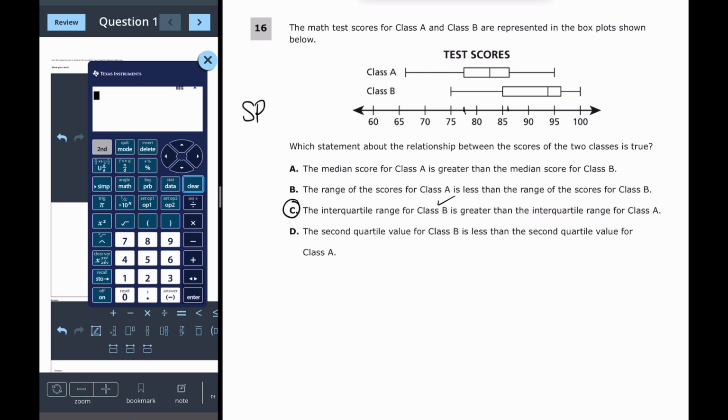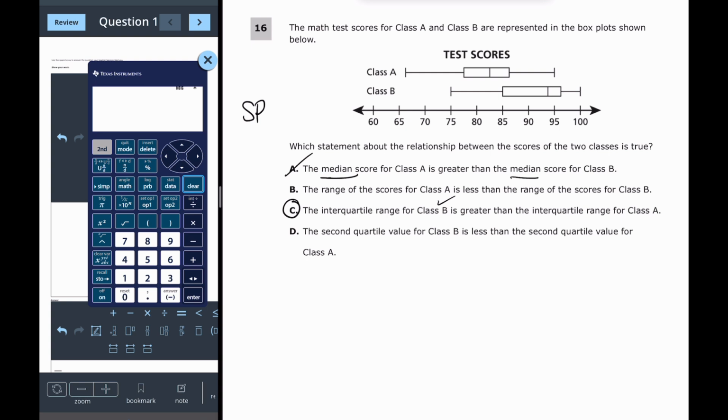And let's look at why the other ones don't work. All right, so the median for A, the median is greater for A than B. Well, here's the median for A. Here's the median for B. B is bigger. It's just a bigger number, so no. We'll go to the next one.